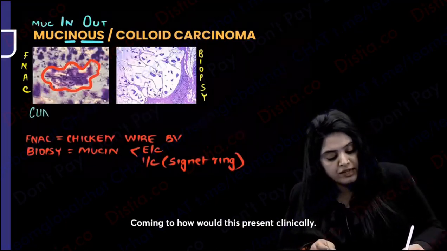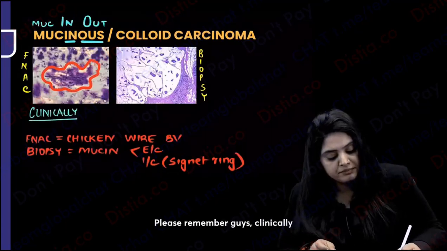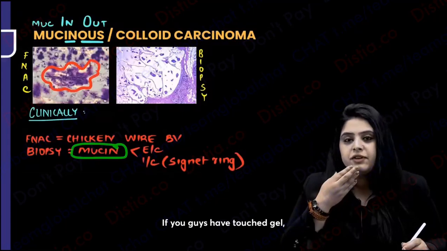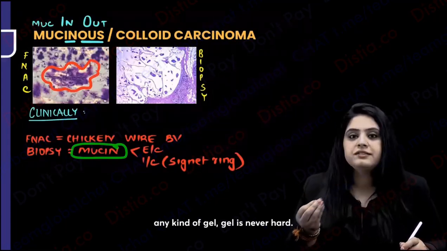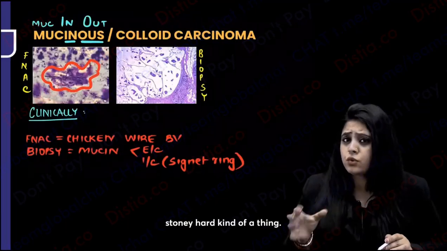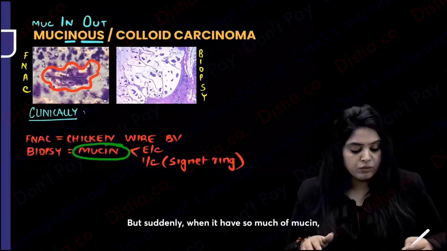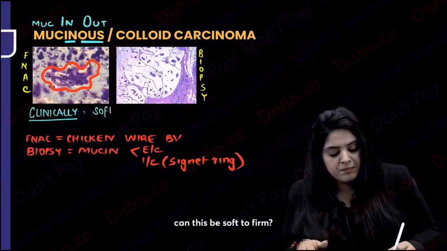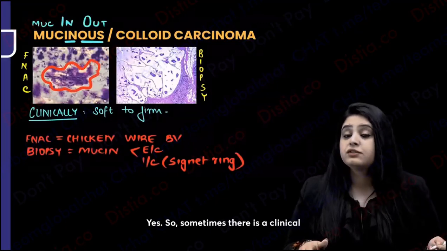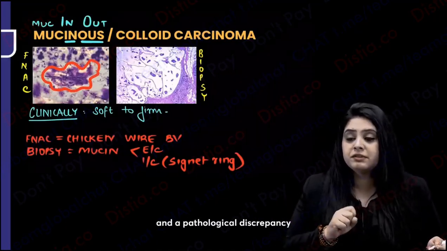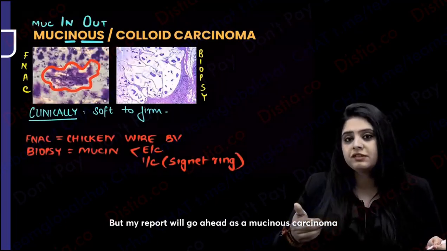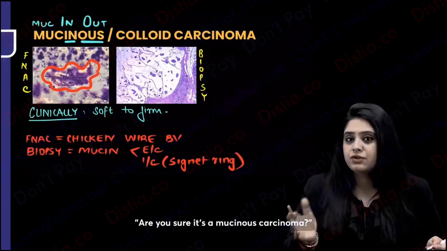Coming to how would this present clinically? Please remember, guys, clinically, if there is so much of mucin, it is like gel. If you guys have touched gel, any kind of gel is never hard. Although I'm talking about a cancer, and cancer is supposed to be very, very hard, stony hard kind of a thing. But suddenly when I have so much of mucin, can this be soft to firm? And can this be mistaken clinically for a benign lesion also at times? Yes, so sometimes there is a clinical and a pathological discrepancy where the clinician was thinking of it to be a benign lump, but my report will go ahead as a mucinous carcinoma and I'll get a call back. Are you sure? Are you sure it's a mucinous carcinoma?